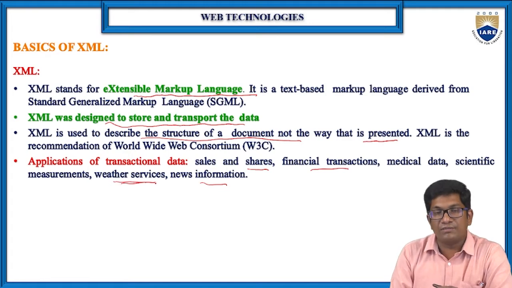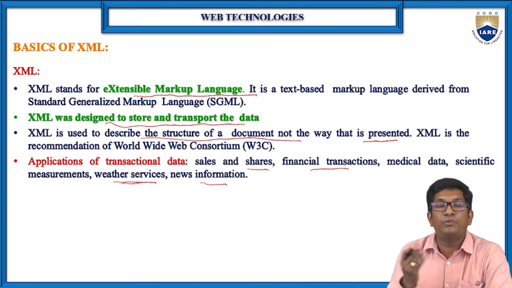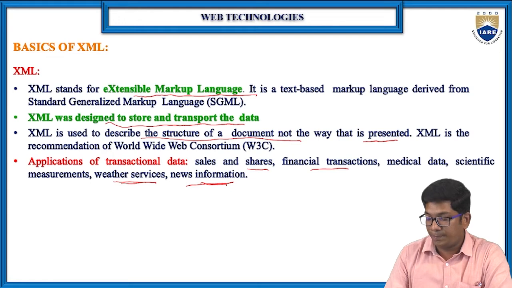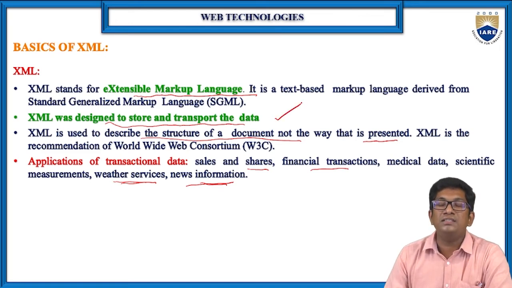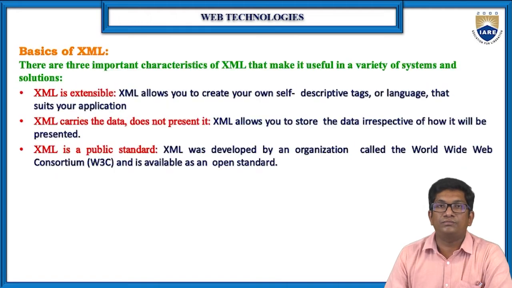For example, weather services. Every second, the weather can change based on the pollution and the time. Based on the weather, the data values change, such as air quality. As well as news: coming to news information, every second the news is updating in textual format. How to manage this data? That is possible by using XML, Extensible Markup Language. So finally, XML was designed to store and transport the data between client and server applications.